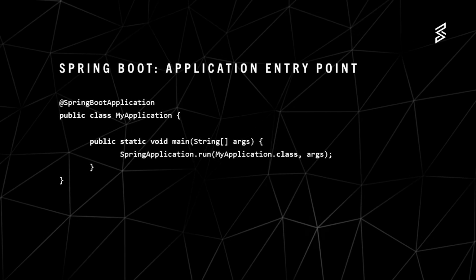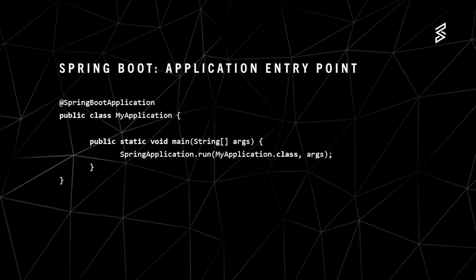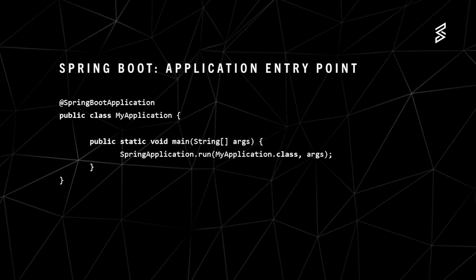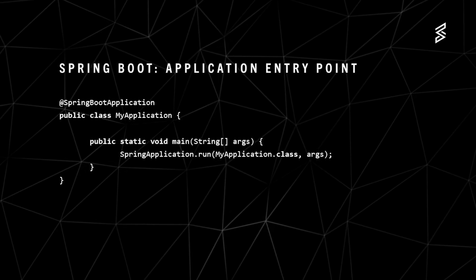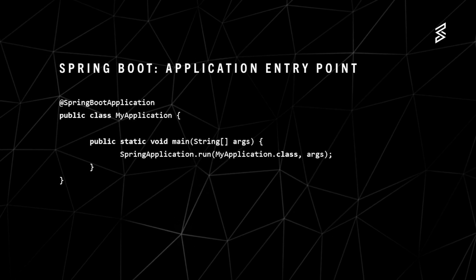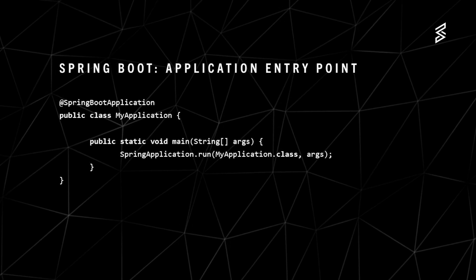The main method uses SpringApplication.run to bootstrap the entire application, including embedded servers like Tomcat. This small class is enough to get your entire web application up and running. With Spring Boot, you get a production-ready application with almost no setup.